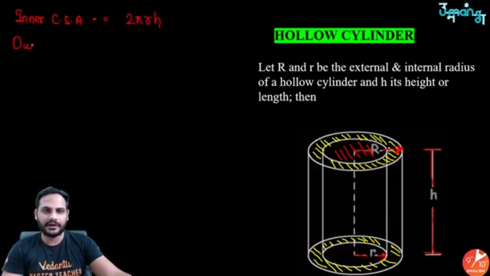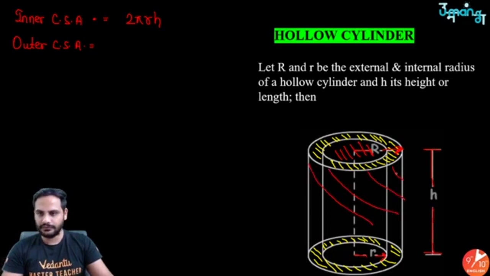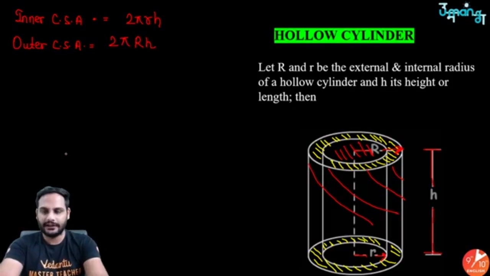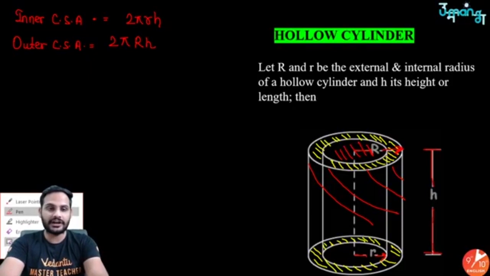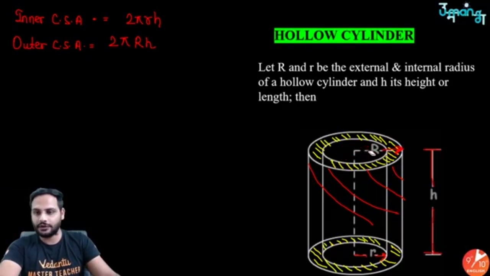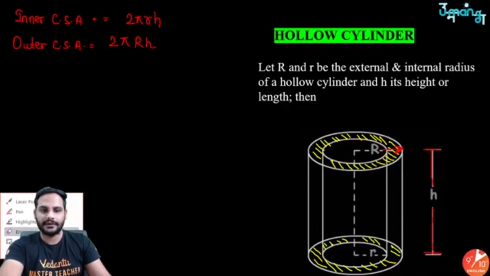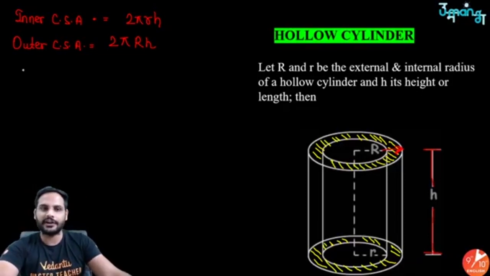If I talk about the outer curved surface area, it will be this part. Here the radius is capital R, so that will be 2 pi capital R into h. Now let's talk about the area of the top and the area of the bottom. Suppose I talk to you about the total surface area of this hollow cylinder.